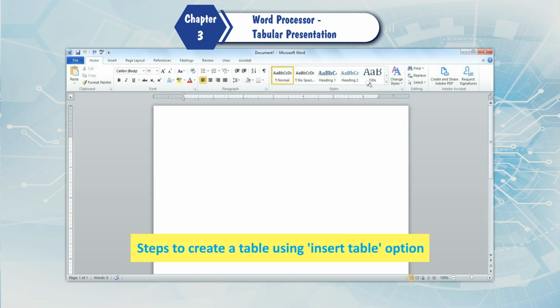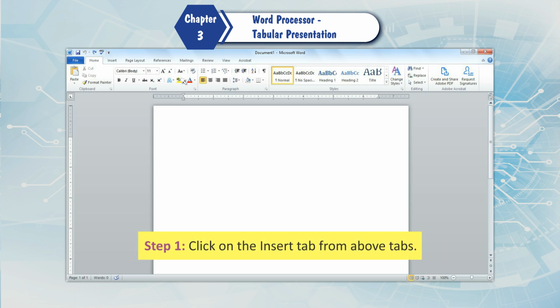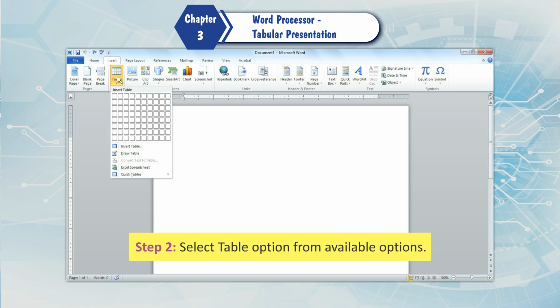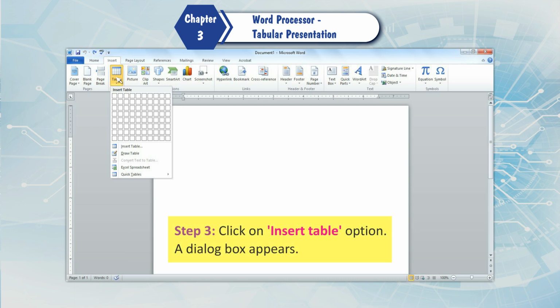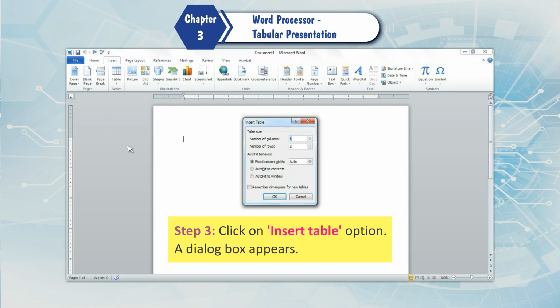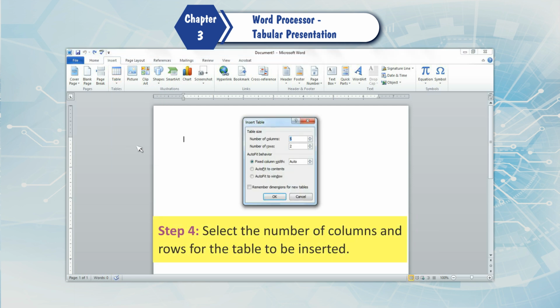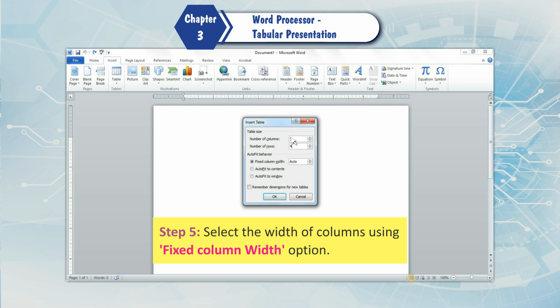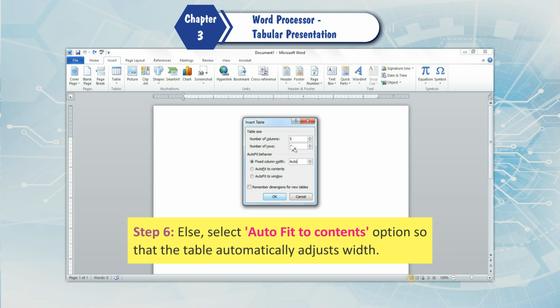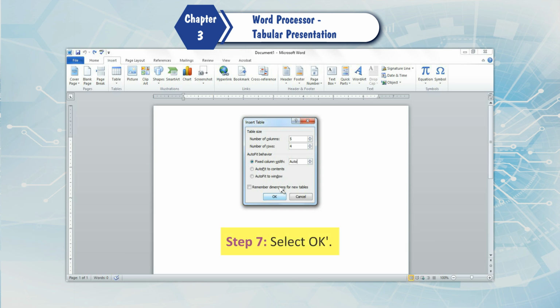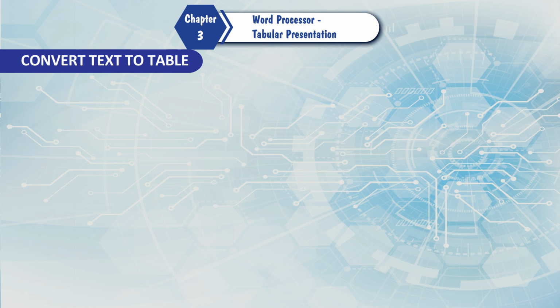Steps to create a table using the Insert Table option. Click on the Insert tab from the above tabs. Select the Table option from the available options. Click on the Insert Table option. A dialog box appears. Select the number of columns and rows for the table to be inserted. Select the width of columns using the Fixed Column Width option. Else, select the Auto Fit to Contents option so that the table automatically adjusts its width. Select OK.